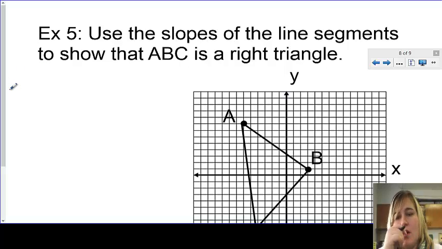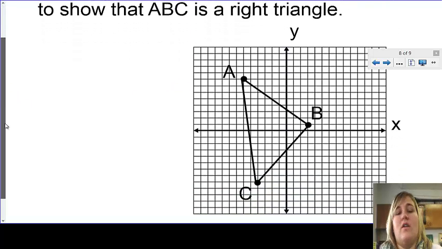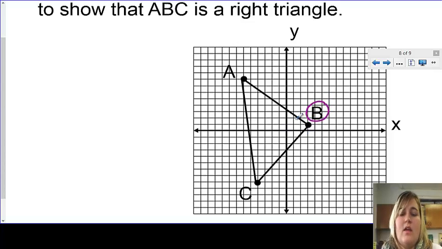Alright, it says use the slopes of the line segments to show that ABC is a right triangle. Well, first of all, if this is a right triangle, that means it has one right angle. So, really quickly, I want you to write down which angle of this triangle looks like it's probably a right angle. I hope that you chose angle B. Okay, this is the angle that we want to know, is this a right angle? So we're going to find the slope of this line and the slope of this line. And they've given us these coordinates.